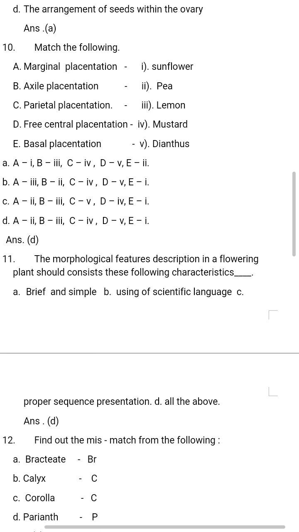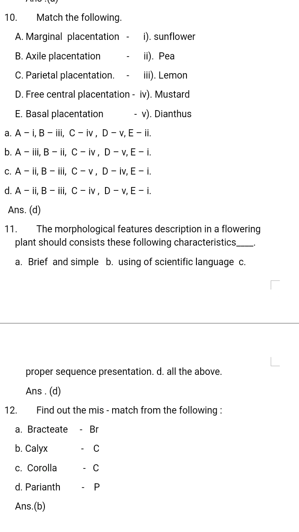Now, 10th question, matching. Match the following. Here students, this is a very important concept for competitive examinations. Since many years they are asking from this concept in NEET and K-CET examinations. Listen to this question very carefully. Marginal placentation. So here on one side A, B, C, D, E are given types of placentation, and Roman numerals 1 to 5 give their respective examples, in which flower we can see that particular type of placentation. So now let us see one by one.